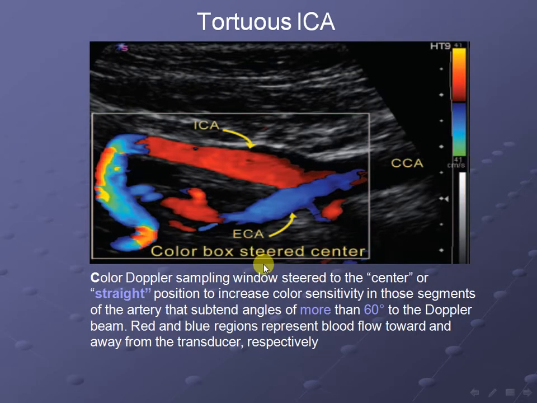Again, there is a tortuous ICA here. See, the RCA is very tortuous, with multiple curves. If there's tortuosity and the artery is making different angles, the best thing to do is make a straight box and change your hand direction. The box is zero, not steered to the right or left. At 90, you change the direction of your hand according to the direction of the artery. If it is tortuous, follow it; if it's straight, straight. Okay?